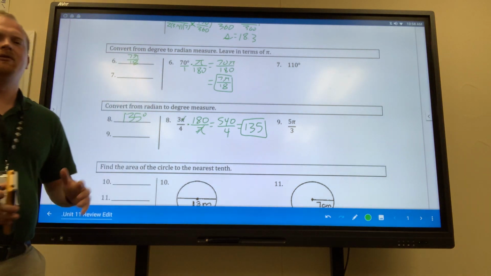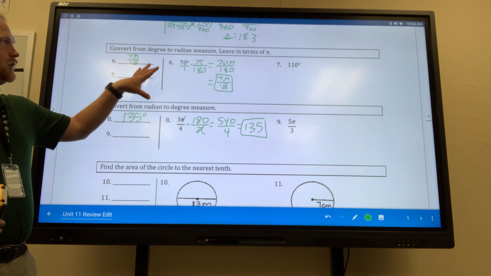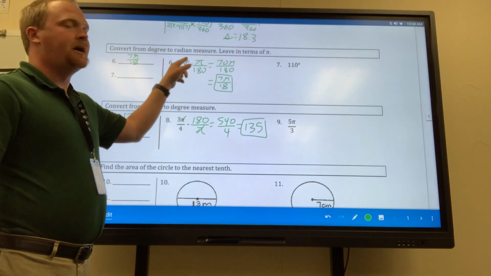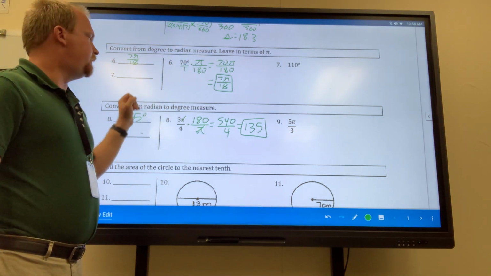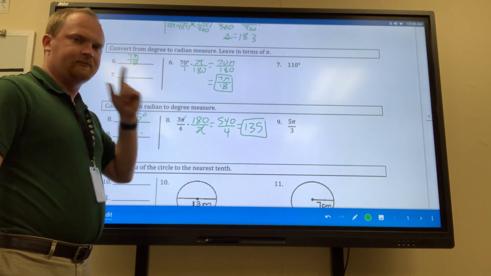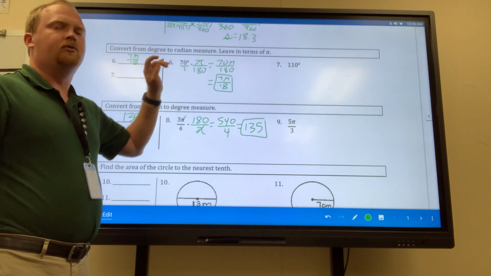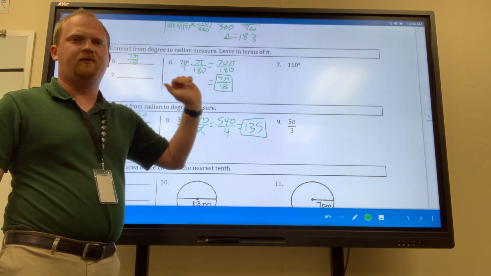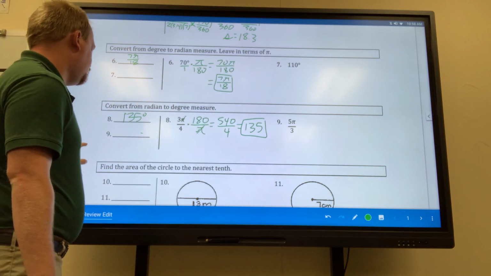So the biggest thing we got to remember between these two parts is that to find radians, we want to multiply by pi over 180. To find degrees, we want to multiply by 180 over pi. Okay? So pi over 180 is to find the radian. 180 over pi is to find the degree.